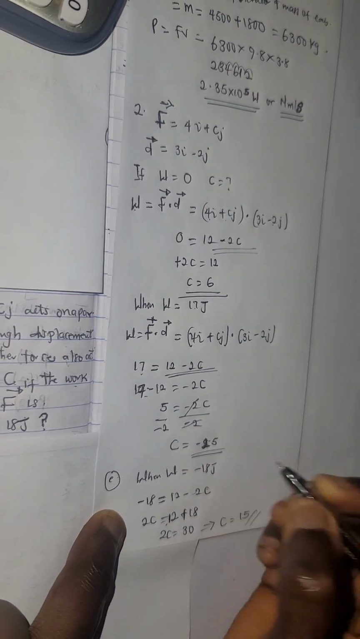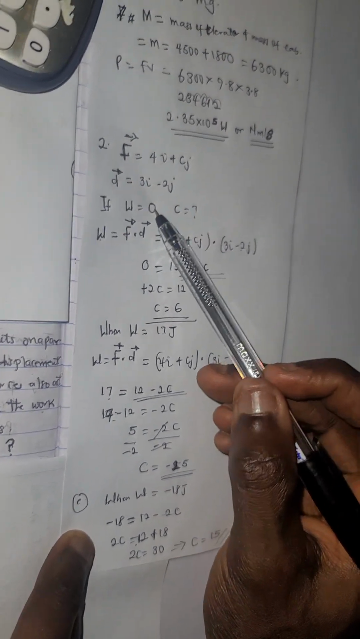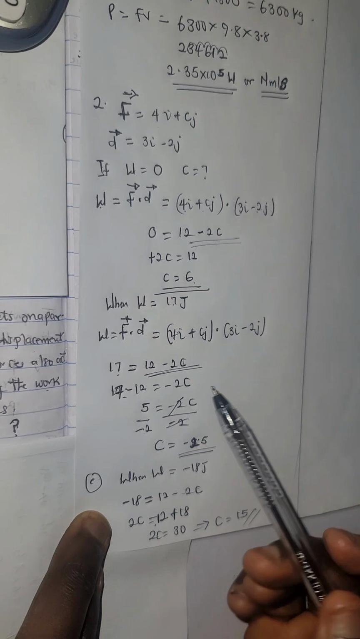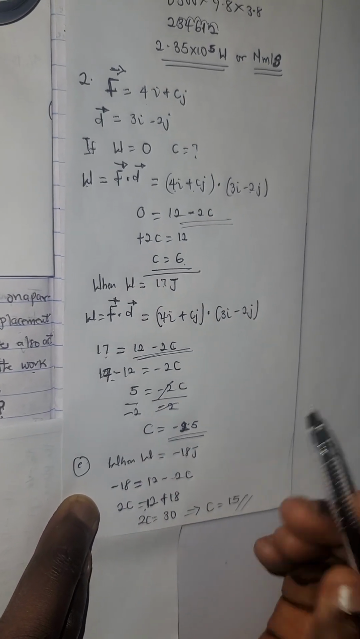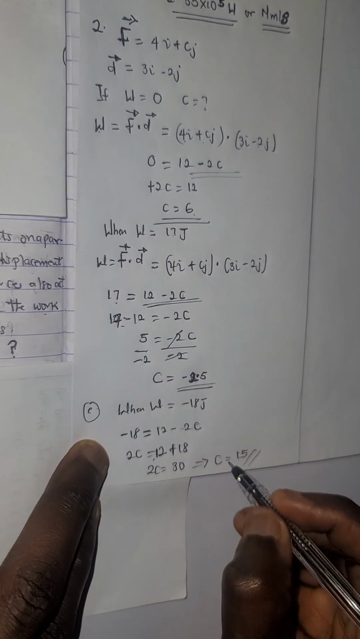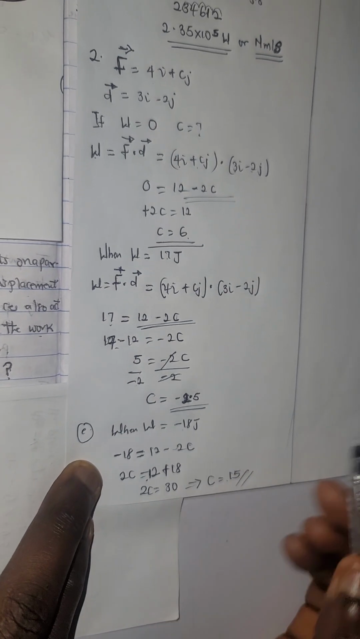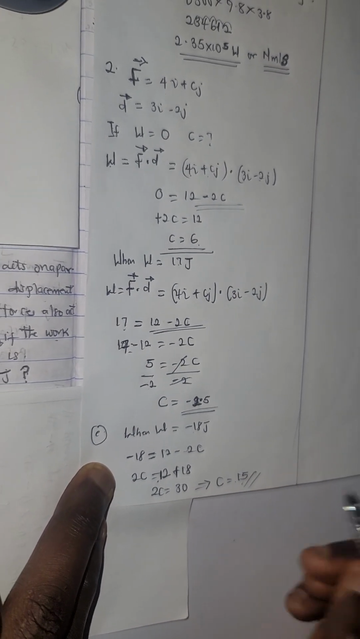It means that when W equals 0 here, we have plus 6. When W equals 17, we have minus 2.5. And when W equals minus 18, we have what? 15. So I think that is done.